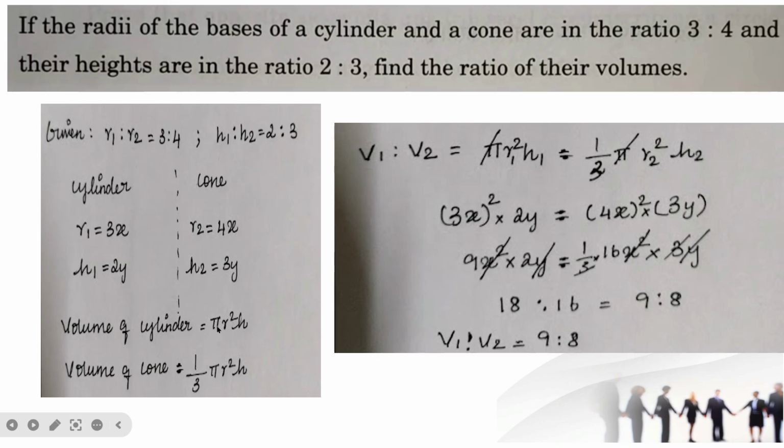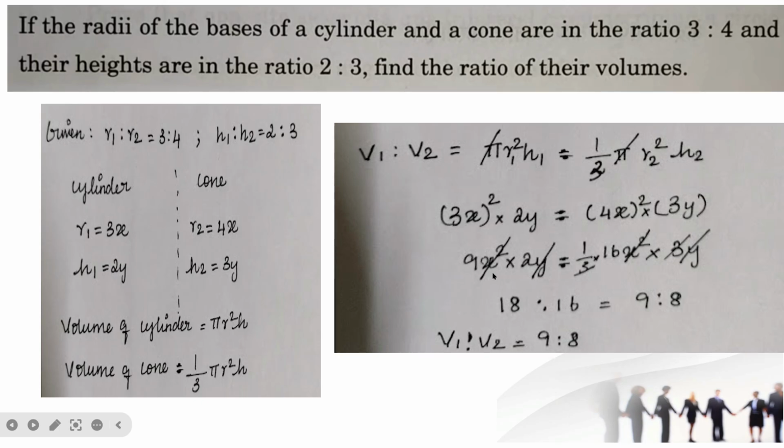And then write the volume of the cylinder is pi r square h. Volume of cone is 1 by 3 pi r square h. So volume 1 is the cylinder's. Volume 2 is the cone. I am just first writing the formula. Both the sides we are having pi. I am cancelling them. Now substitute the value for the radius of the cylinder, height of the cylinder, radius of the cone, height of the cone. Sorry, I missed 1 by 3 here. You should write that. And then expand it.